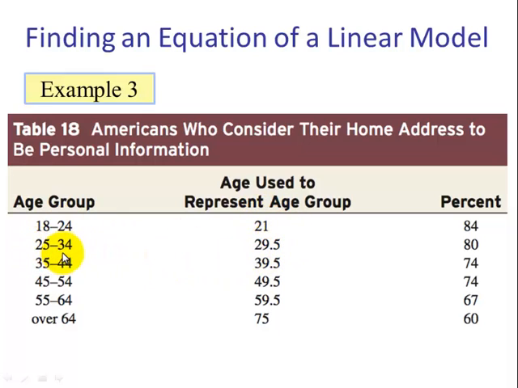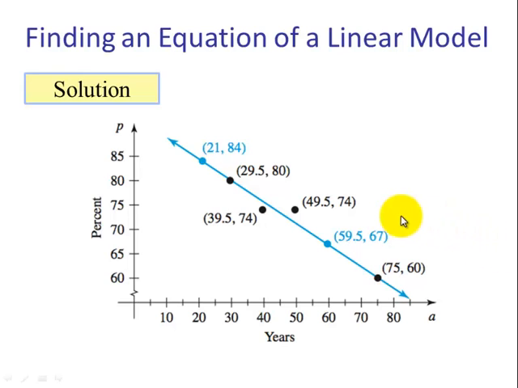For 25 to 34, we're going to use 29.5. So this will be our independent variable. The percent is our dependent variable. So here's the scatter plot. We see that the data points do have a linear pattern.